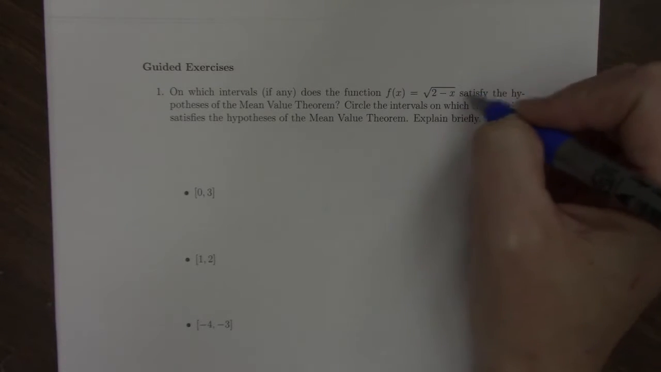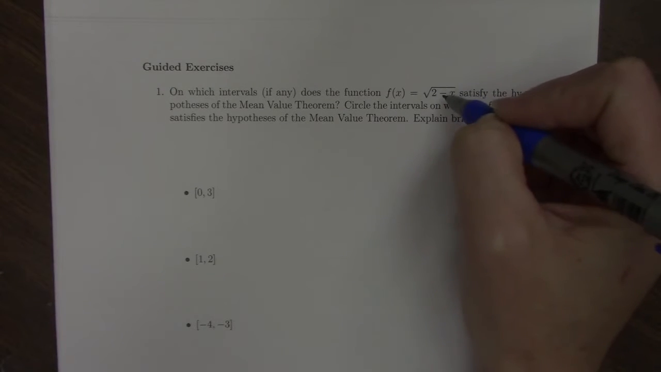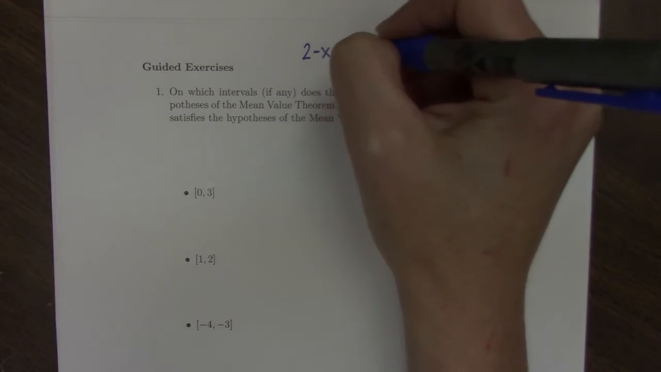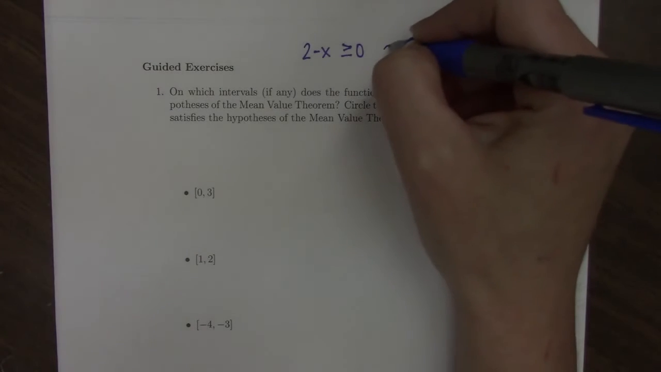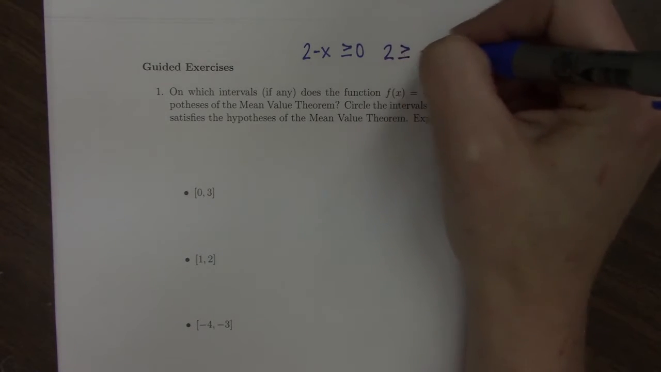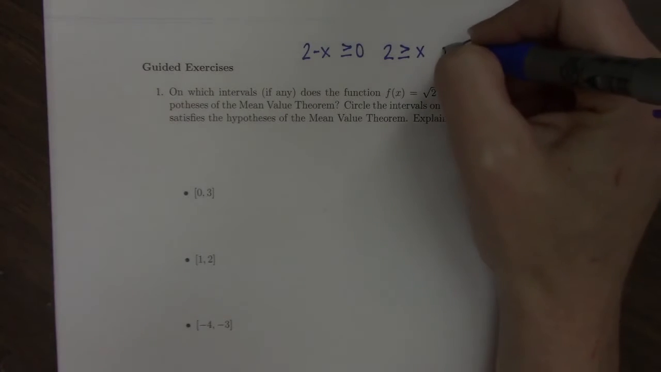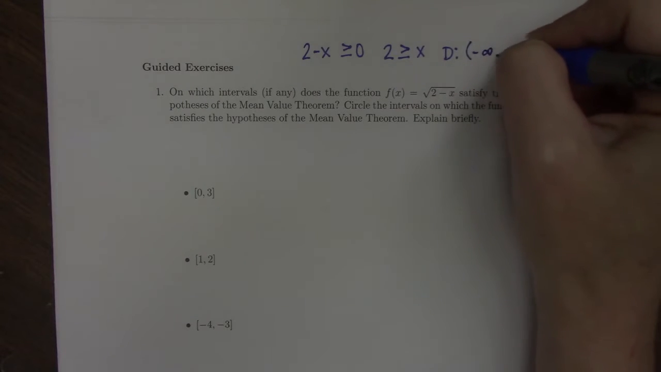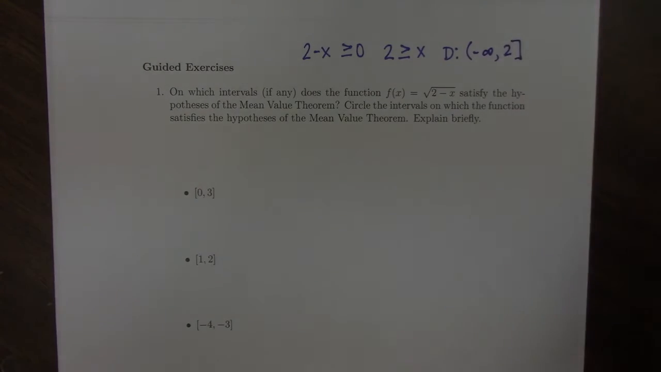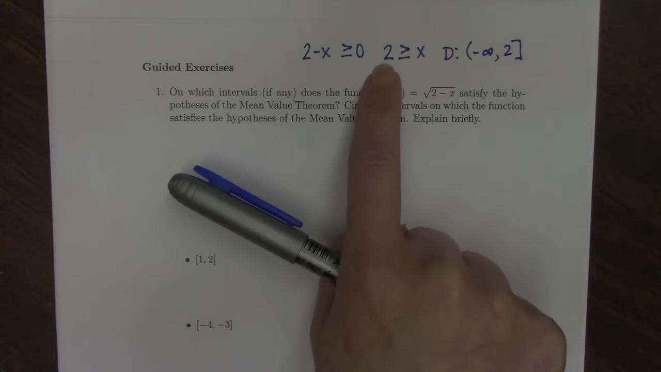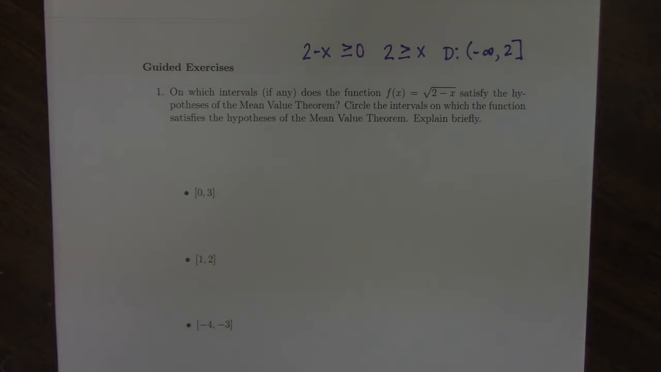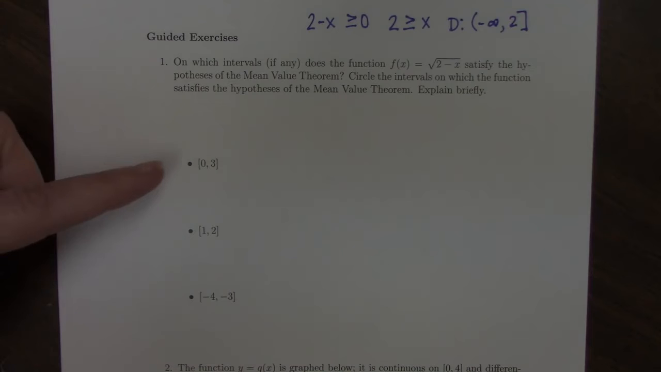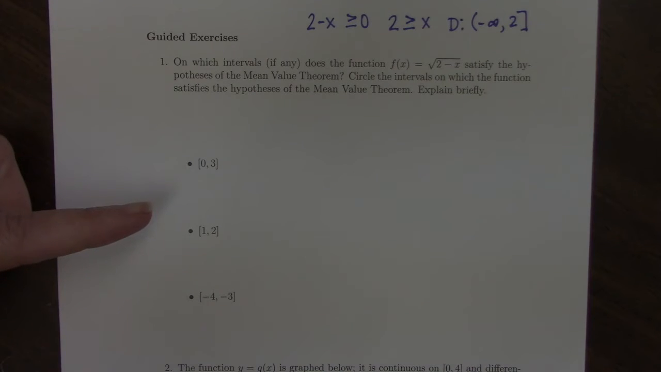So the domain restriction that we have here is you cannot have a negative value under a square root. So I know that 2 minus x must be greater than or equal to 0. So then 2 must be greater than or equal to x. That means that my domain is from negative infinity to 2 included, because x has got to be less than or equal to 2. So if I look down here, the first thing I want to scan for is, are any of these intervals outside of this domain?